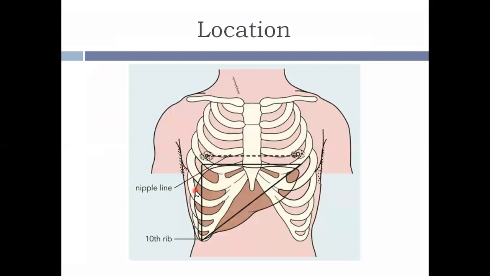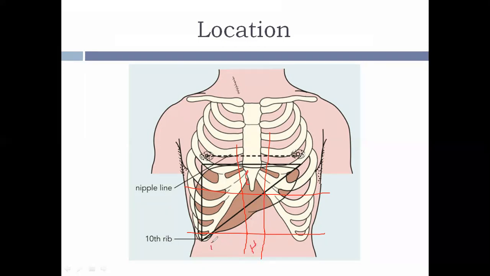The location of the liver. In the abdomen, we have 9 regions. When we draw like this, we have 9 spaces over here. What are they? This central region is the umbilical region. This region is the epigastric region and this region is the hypogastric region.